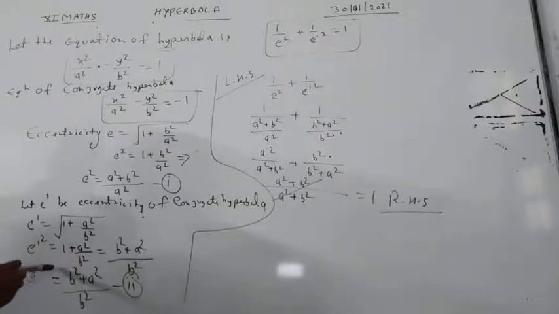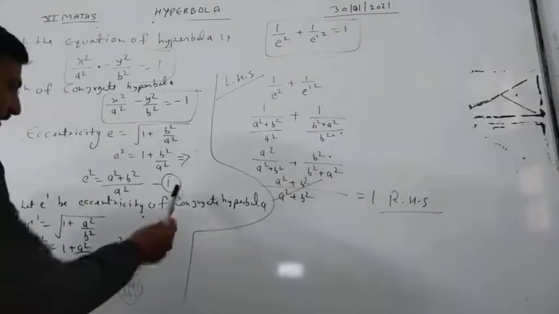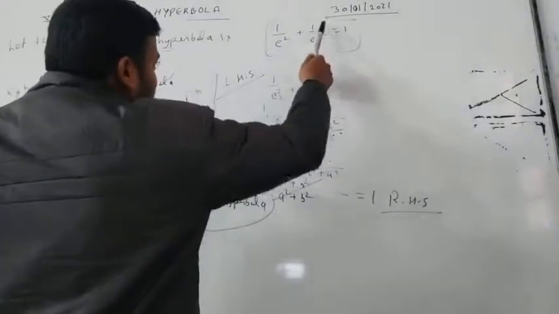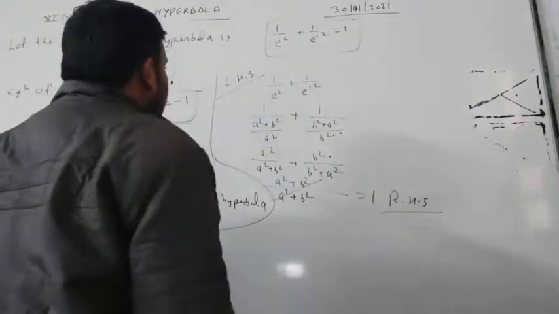We get e dash square is (b square plus a square) by b square. Now these are equations first and second. We have to prove that 1 by e square plus 1 by e dash square is equal to 1, students.